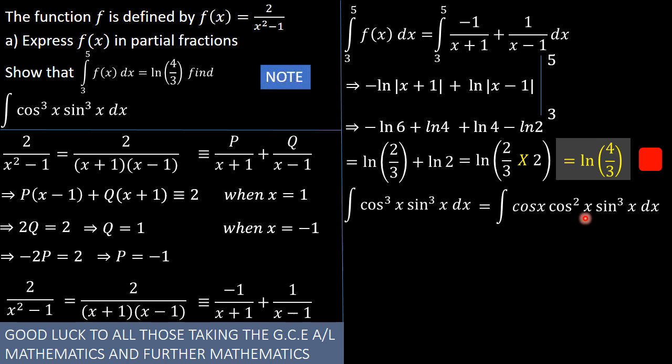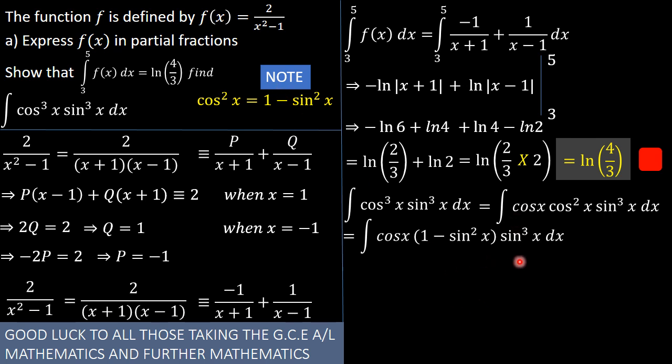So let's note the identity for cos squared x. Cos squared x is given as 1 minus sine squared x. That's from the formula sine squared x plus cos squared x equals 1. So if we plug in 1 minus sine squared x for cos squared x, we're going to have the integral of cos x times 1 minus sine squared x, then sine cube x. If we multiply out this sine cube x inside the bracket, we have the integral of sine cube x minus sine to the power 5 x, cosine of x dx.